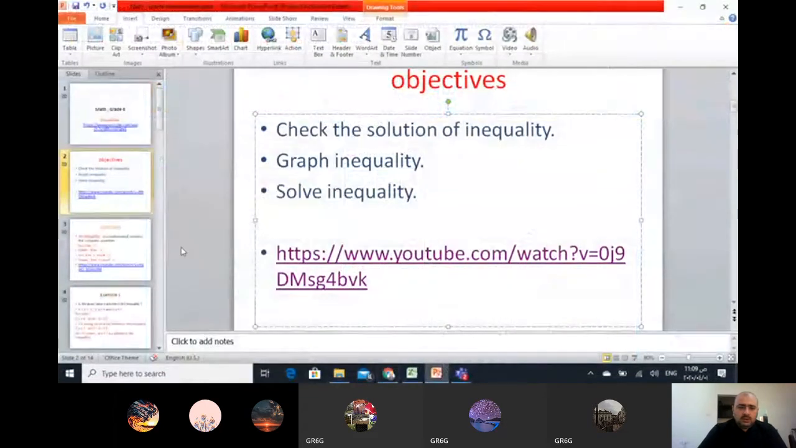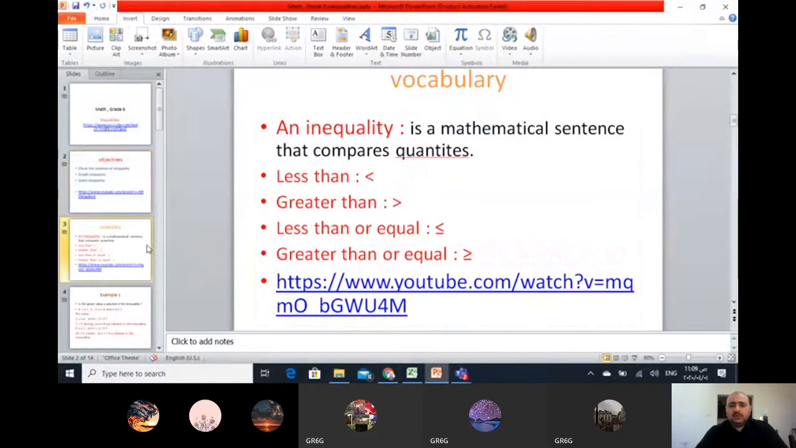Okay, we have a new vocabulary word. What's the meaning of inequality? What's the meaning of inequality? Inequality is a mathematical sentence that compares quantities.